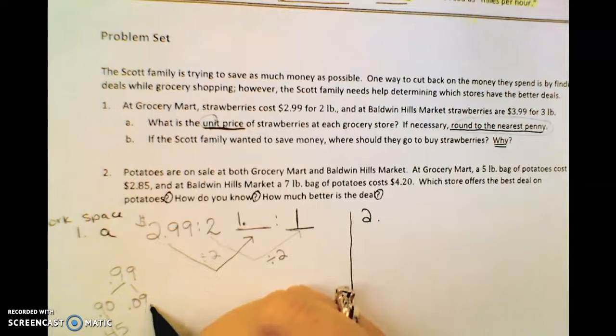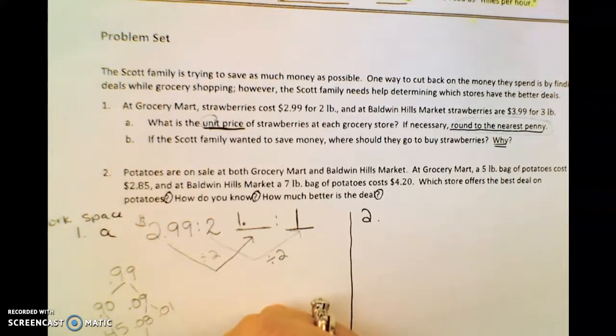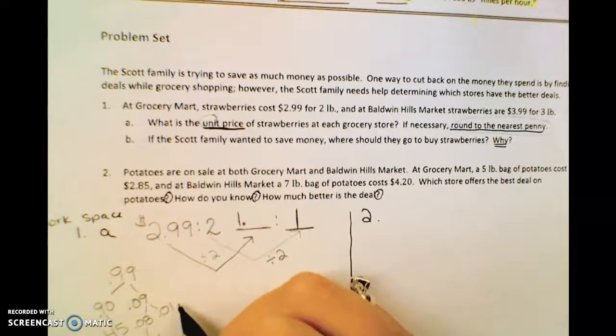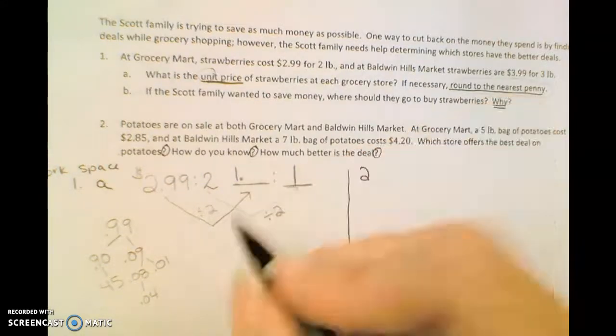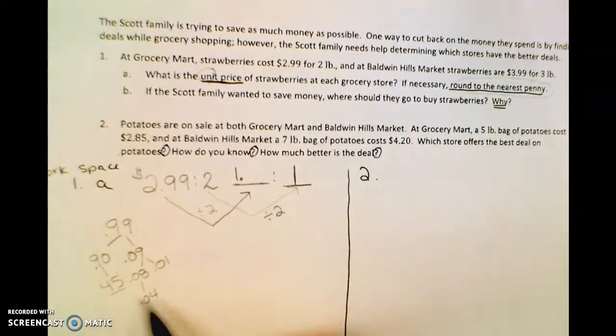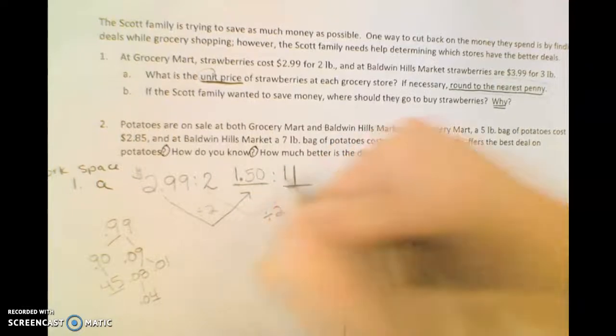9 cents doesn't divide very nicely by 2, but what if I did 8 cents and 1 cent? 8 cents divided by 2 would be 4 cents. Then I would only have 1 penny left, and I can't really divide up 1 penny by 2, so it would be 4.5 pennies. It said I needed to round to the nearest penny, so 4.5 is going to make me round it up to 5. So I think this should be $1, and then I have 45 cents here, 4 cents here, but I'm going to round it up by 1, so 5 cents. I think it rounds up to $1.50 per pound.